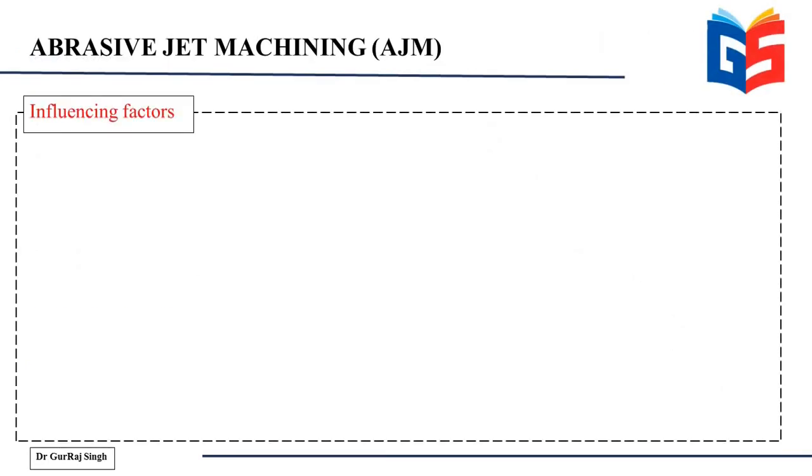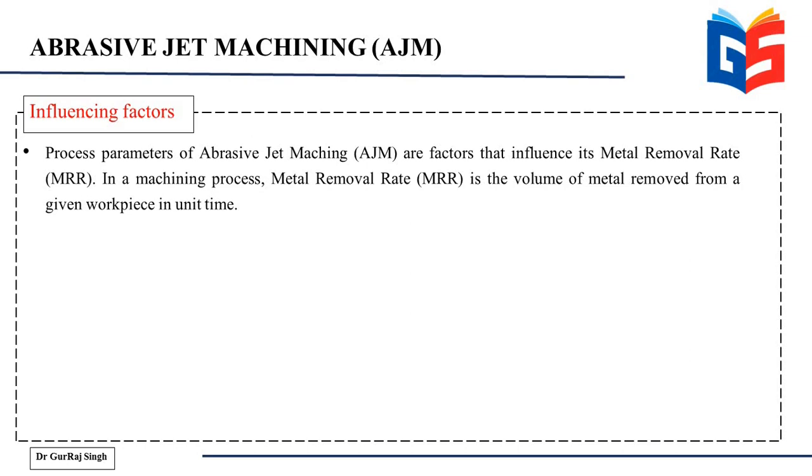So if we talk about the various influencing factors in case of AJM, the most important factor obviously is the material removal rate, because that is the factor which is going to decide the economics of your process. If your material removal rate is high, that means your process is quicker, your cycle time is going to be lower. But again, you need to decide this on the basis of whether the surface quality at that particular MRR is of the desired standard or not. So it becomes very important here to optimize the various parameters.